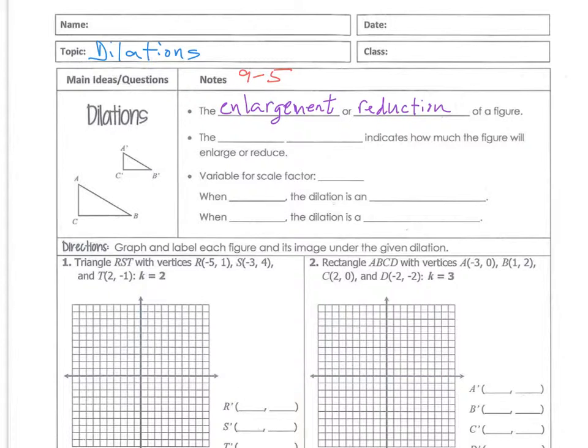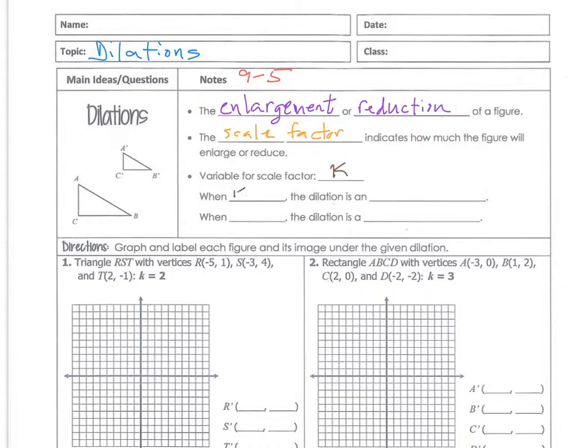So when you did that homework yesterday, you noticed a word. What word did you notice used with dilations? Scale factor. So the scale factor is important. The scale factor indicates how much the figure will enlarge or reduce. So if we want to double the size of a figure, the scale factor is going to be 2. If we want to reduce a figure in half, the scale factor is going to be 1/2. So the variable for the scale factor that we're going to use is going to be K.